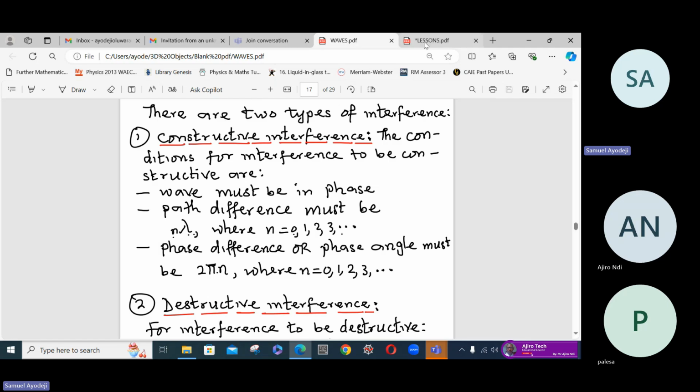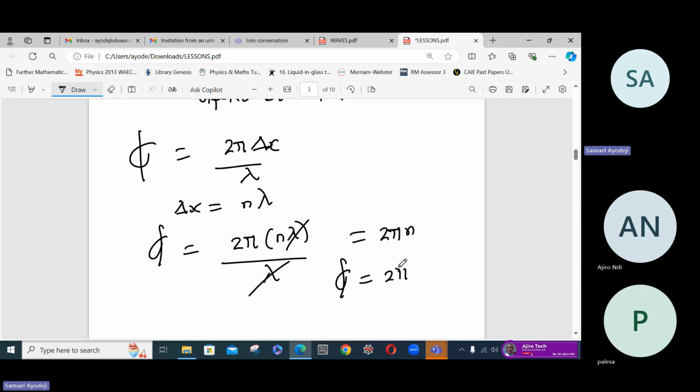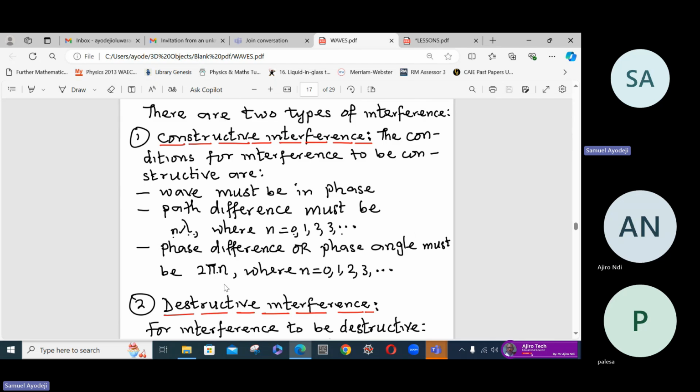If I put it here, my phi will give me 2 pi times n lambda over lambda. The lambda cancels, so I'm going to have 2 pi n. So my phase angle is 2 pi n. That's what I have in my notes, so that's why I set it out here.